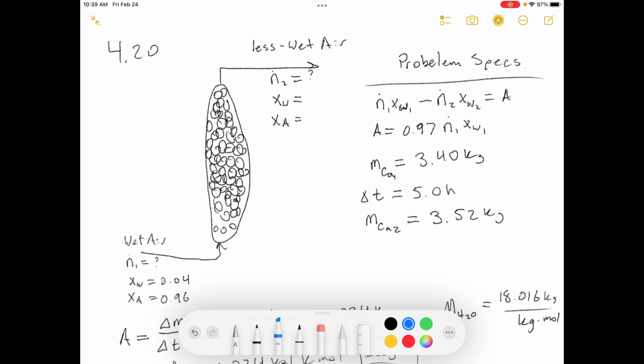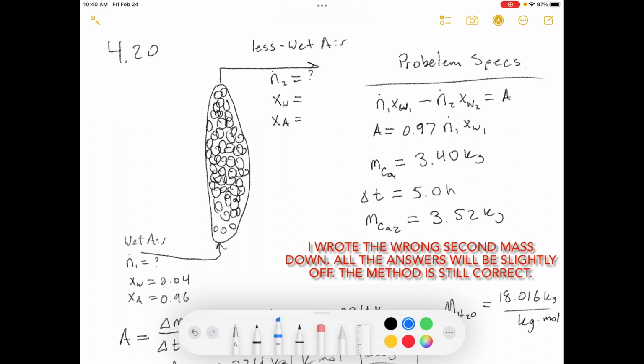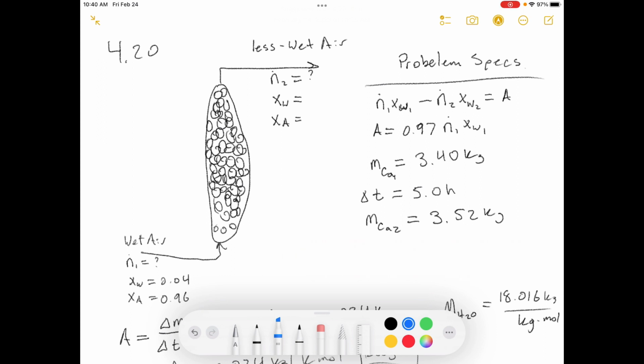Wet air containing 4.0 mole % water vapor is passed through a column of calcium chloride pellets. The pellets absorb 97% of the water and none of the other constituents of the air. The column packing was initially dry and has a mass of 3.40 kilograms following 5.0 hours of operation. The pellets are reweighed and found to have a mass of 3.54 kilograms. Part A, calculate the molar flow rate in moles per hour of the feed gas and the mole fraction of water vapor in the product gas.